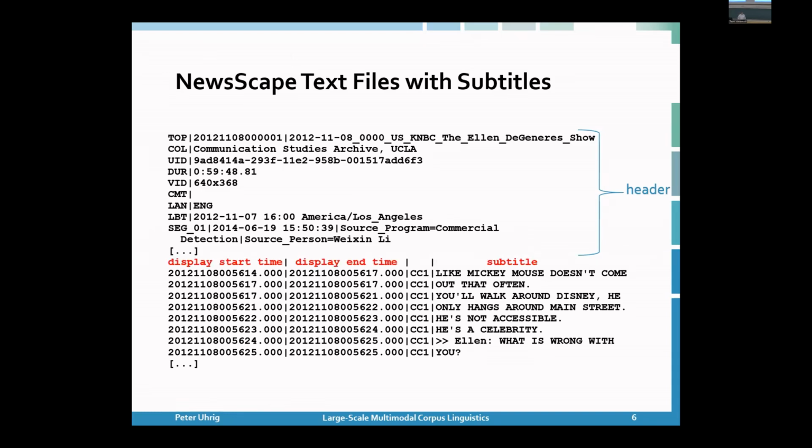And then you get these columns down here, which are not labeled, but I labeled them for you. So display start time, display end time. This is for the subtitles. So they're recording not only the shows, but also the subtitles that are broadcast with them, to get a simple, cheap transcript. And this is the start and end time of that subtitle line on the screen. And this one here is the subtitle. So like, Mickey Mouse doesn't come out that often, and so on and so on.